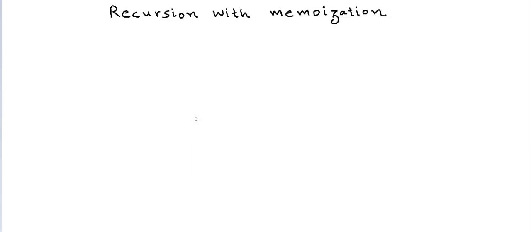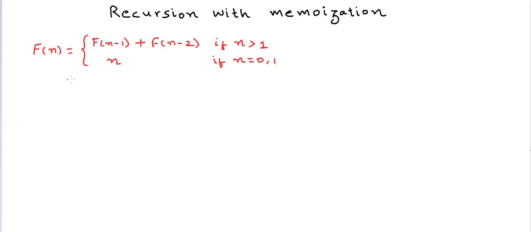In this lesson, we will learn an important technique to improve the performance of a recursive program, and this technique is called recursion with memoization. Now, in a previous lesson, we had shown to you using the example of Fibonacci sequence that recursion is not always good in terms of performance. Let's quickly have a recap of it.